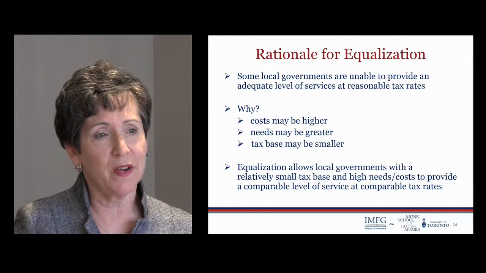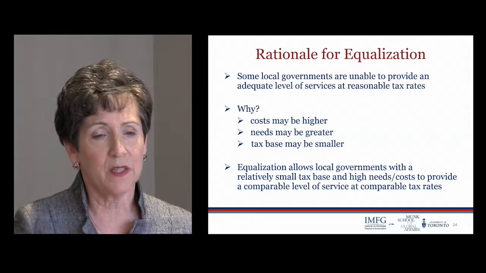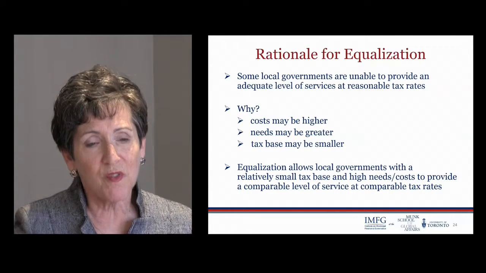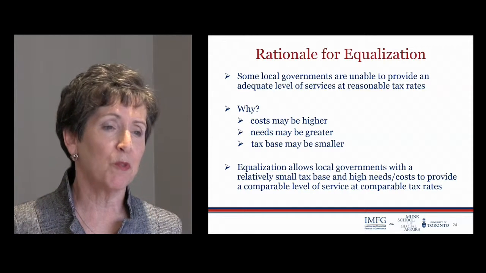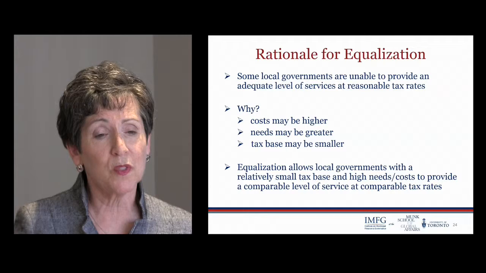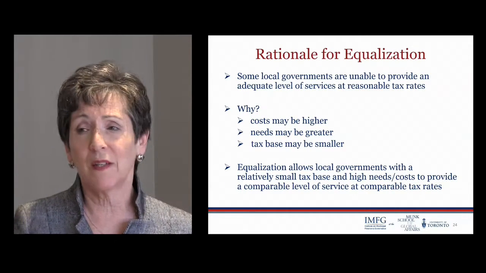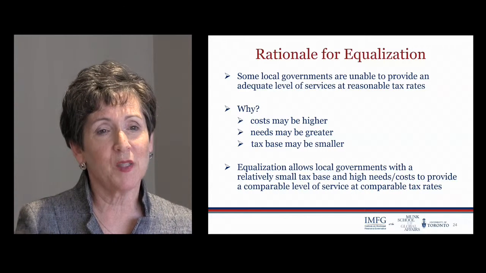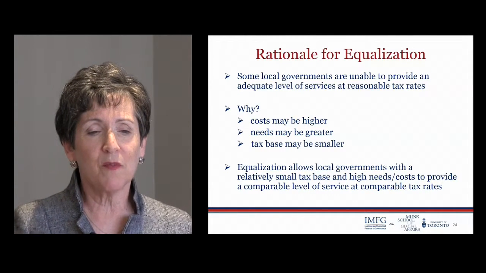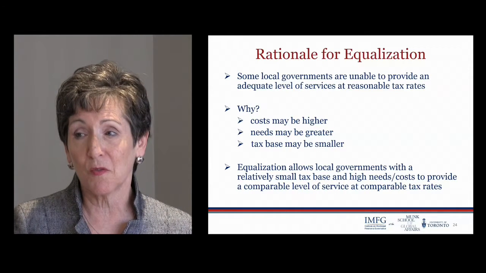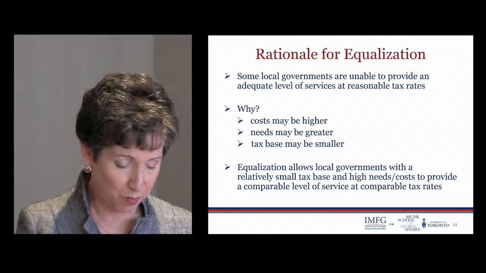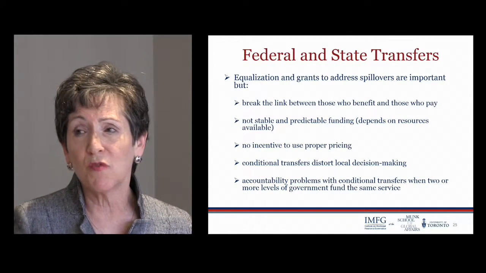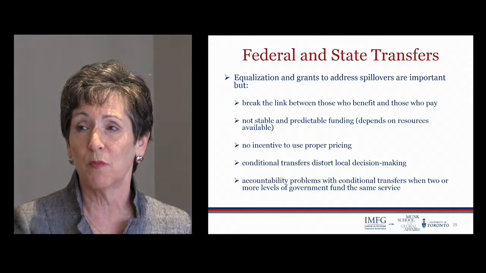Well, in some cases, the costs are higher. So you might be in a big city, for example, and the wage costs are higher. You might be in a remote area with long distances to get people to the services, or you need to provide roads, so the costs may be higher. The needs may be greater. If you're a poor community with a lot of low-income households, you may have to provide some other services that a richer municipality doesn't have to provide. And your tax base may be smaller, so you may be providing the same services, but you have a smaller tax base to do it. So equalization allows local governments with a relatively small tax base and high needs or costs to provide a comparable level of service at comparable tax rates. So equalization is important, and as I talked about earlier, grants to address spillovers across municipal boundaries are also important.